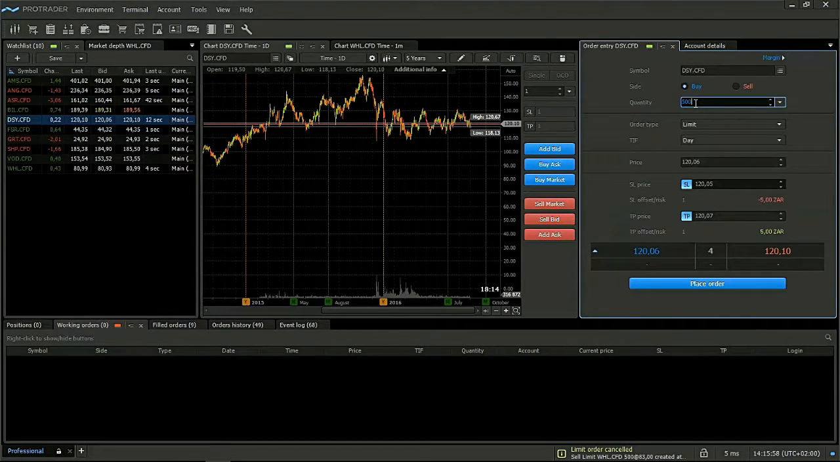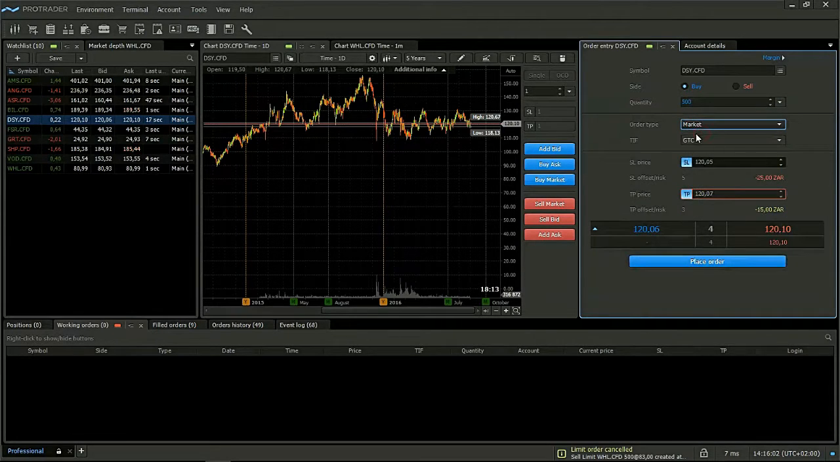Let's make the quantity 500. The order type will now be market. Remember, with a market order, you will get the shares immediately at the current market price. Your time in force will always be GTC.